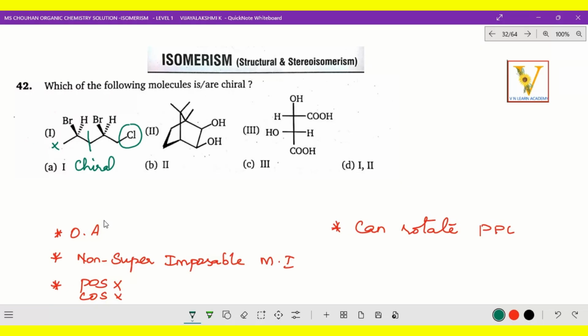So for this chiral molecule, it is optically active, has a non-superimposable mirror image, POS and COS will be absent, and it can rotate. So the first compound is chiral.